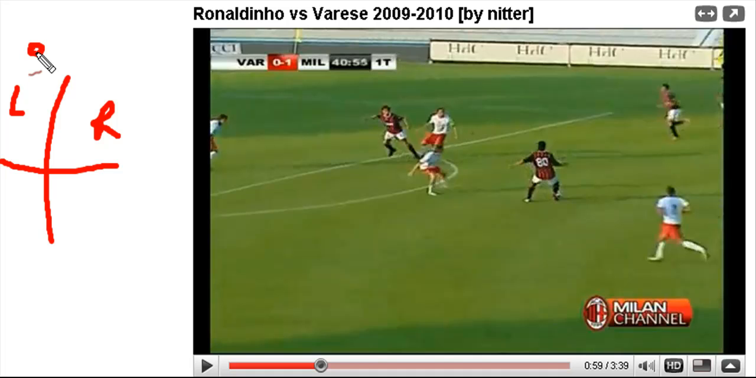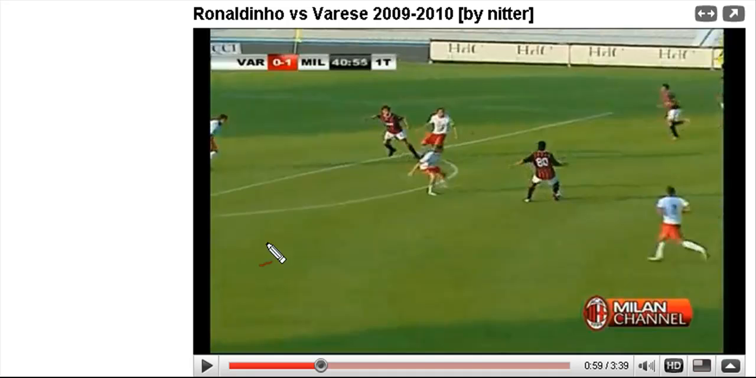For those of you who have not seen many of my work, you can go to Soccer Number 10, where I elaborate more on the vision awareness of a soccer number 10. Now, with this video, it is important for you to understand this position. Look at it carefully. Ronaldinho has the soccer ball right here.